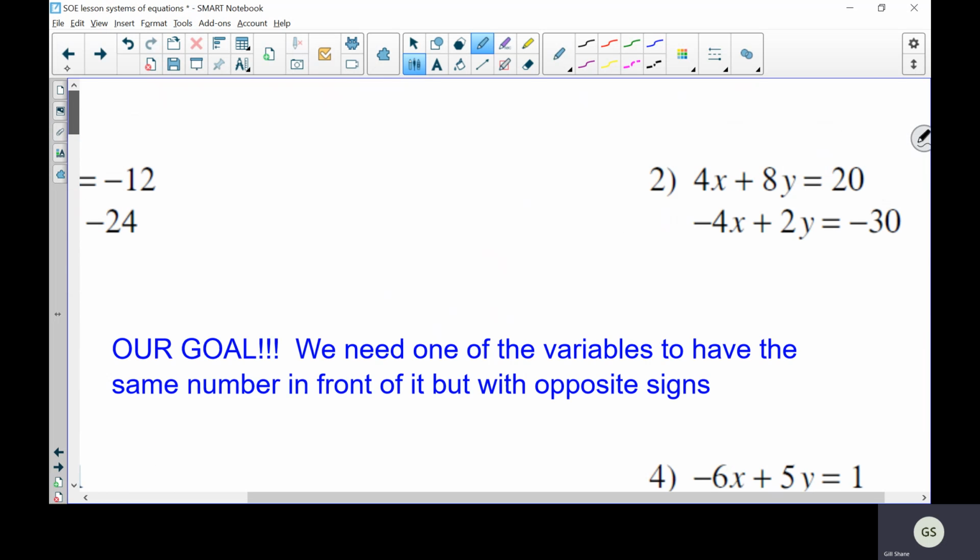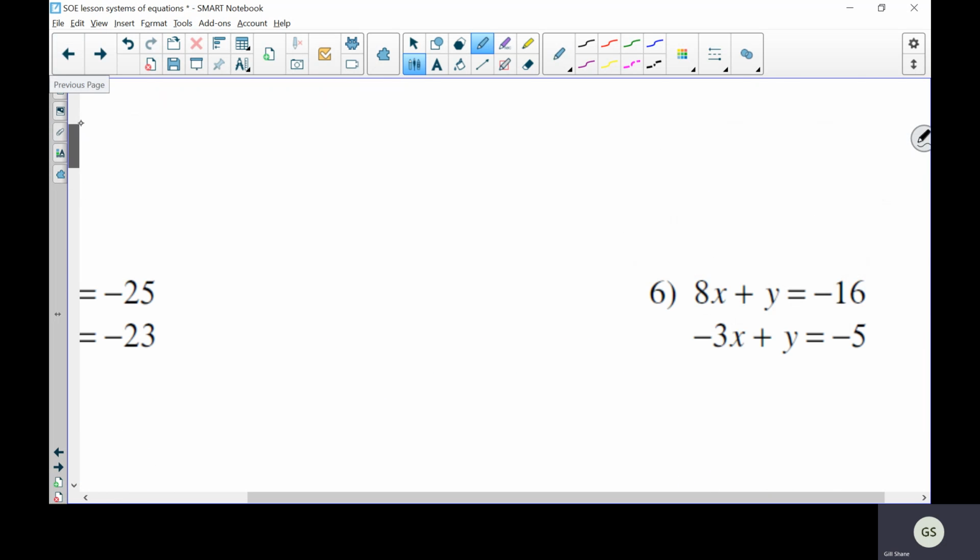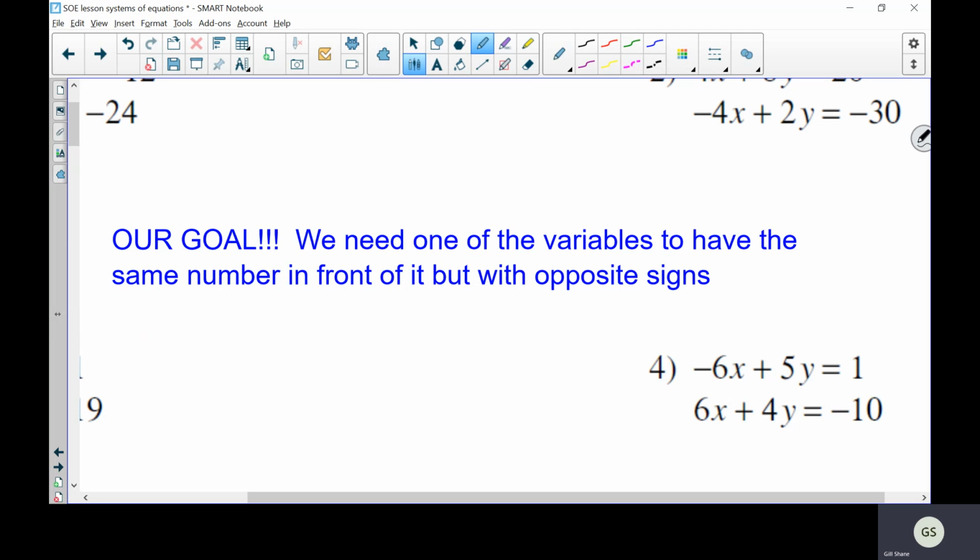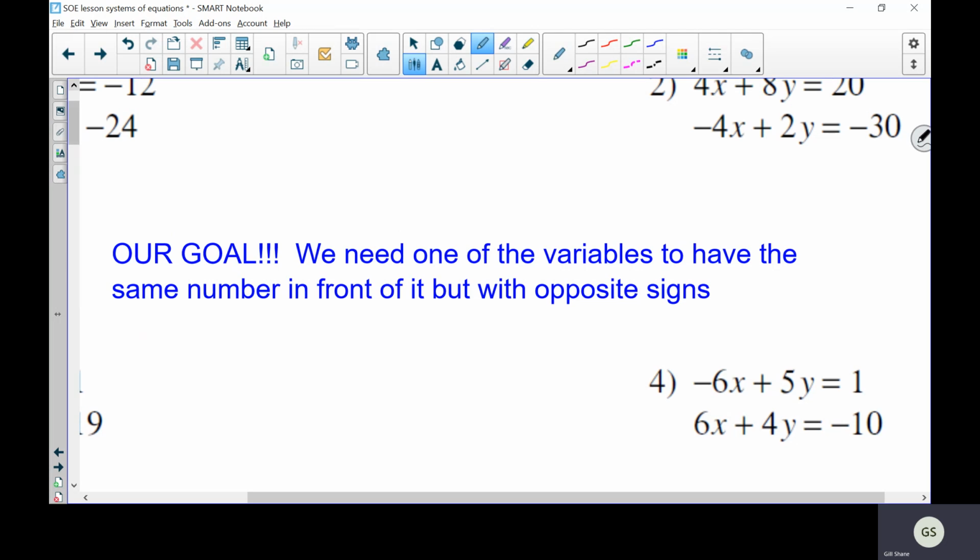Like up here: -6x, +6x. That's what we're trying to get to. Same number in front of the variable, but opposite signs. One's positive, one's negative. Kind of like this one up here: +4x, -4x. Same number, but opposite signs. That's your goal. You're trying to get one of the variables, and it doesn't always have to be x. Either x or y, you want the same number, opposite signs.